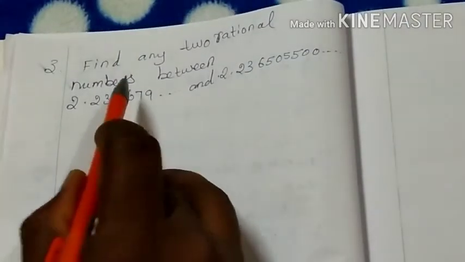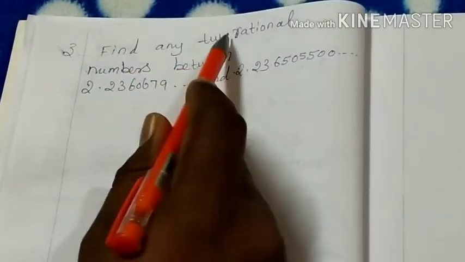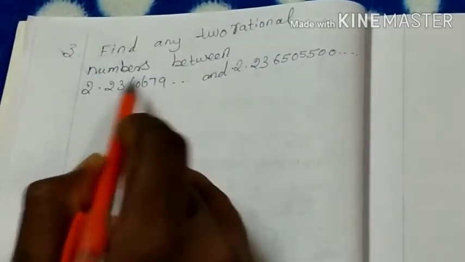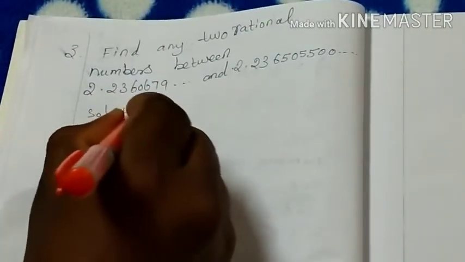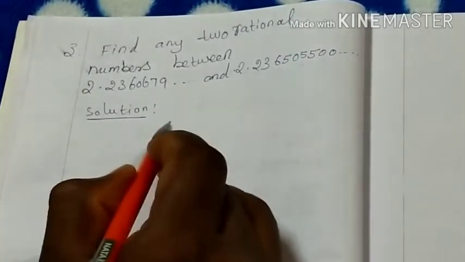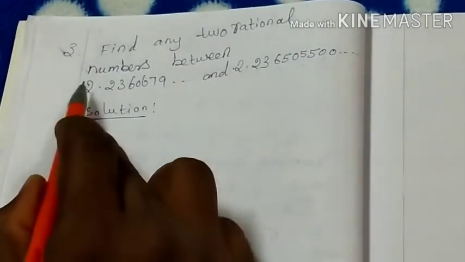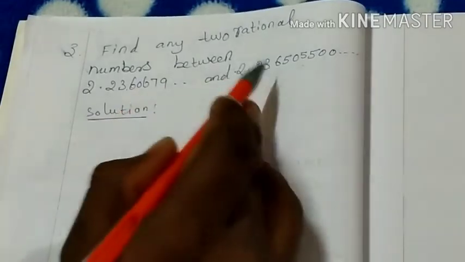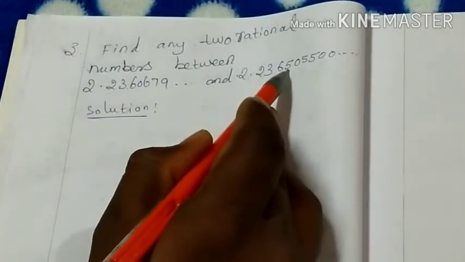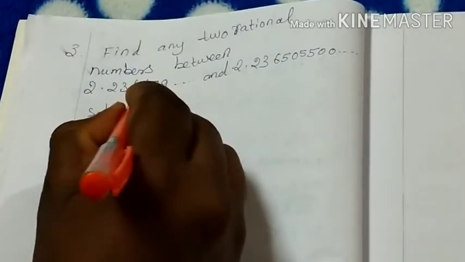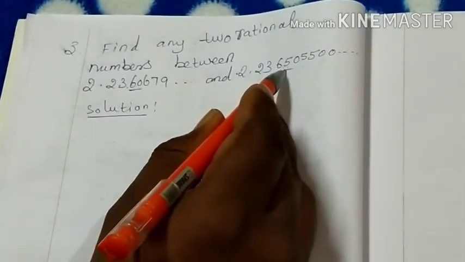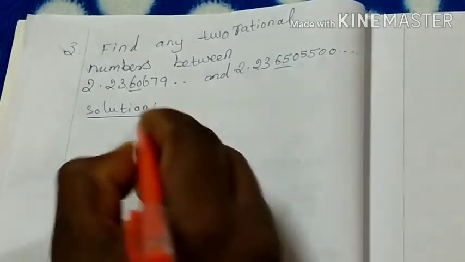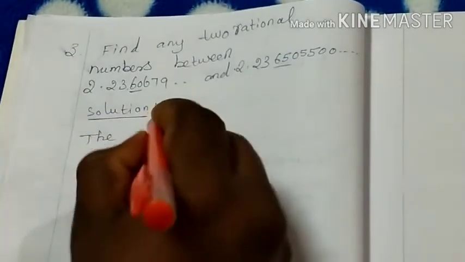Dear students, next, third question. Find any two rational numbers between the given two irrational numbers. The solution. So now we want to write any two rational numbers. Consider the numbers 2.2360 and 2.2365. Consider here only the variance. Between 60 and 65 you can write many numbers.